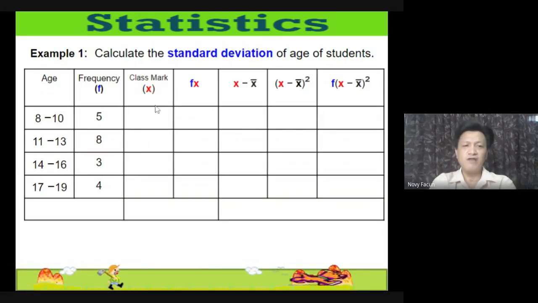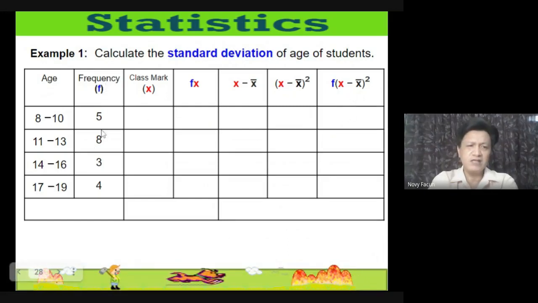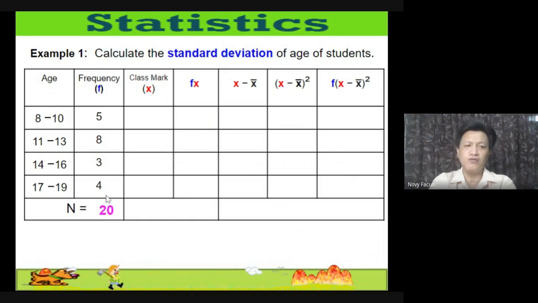So nag-add ako ng 5 columns, yung class mark, yung frequency, tsaka yung class mark, yung product, yung class mark minus mean, then square nung difference niya, and then the product of the frequency and the square of the difference of the class mark and the mean. So with that, find first the n. Ano ba yung n natin? Yung total frequency. Add lang natin. 5 plus 8 plus 3 plus 4. That is equal to 20.